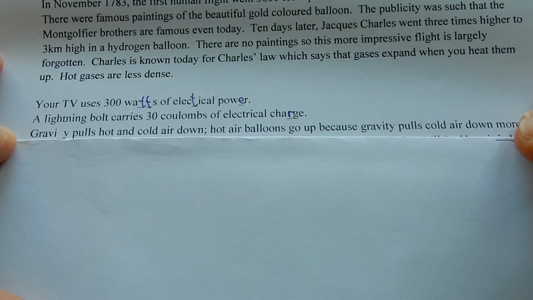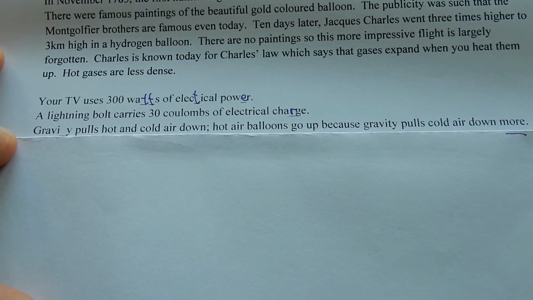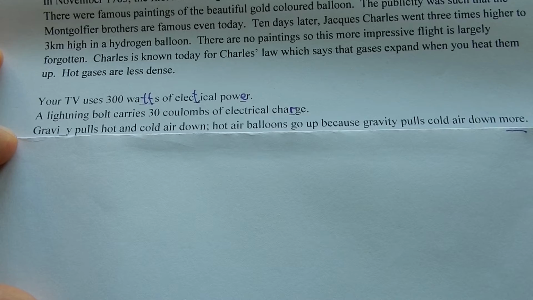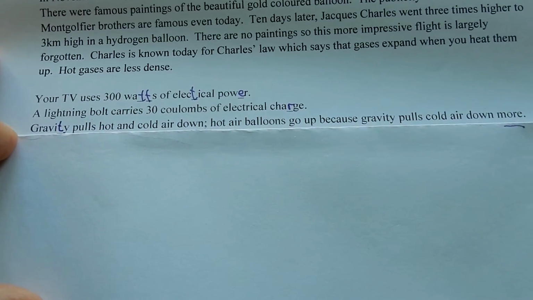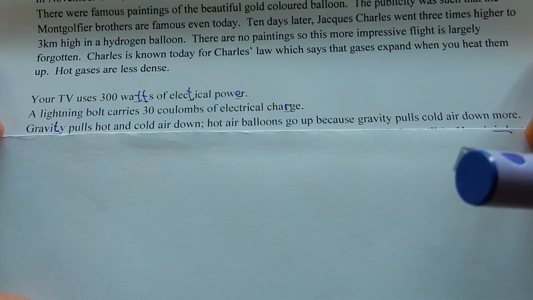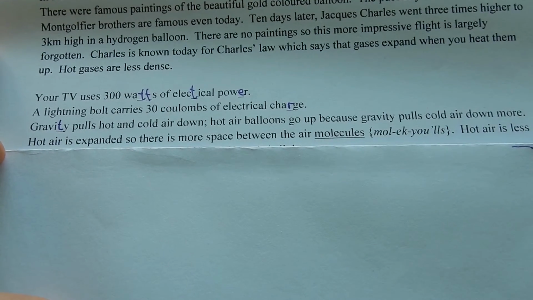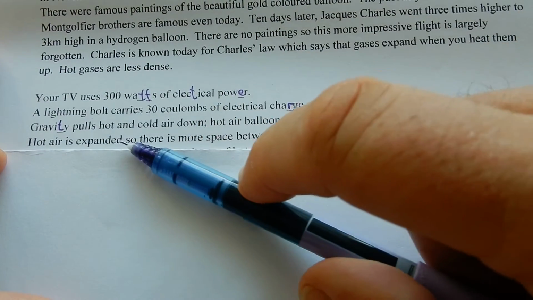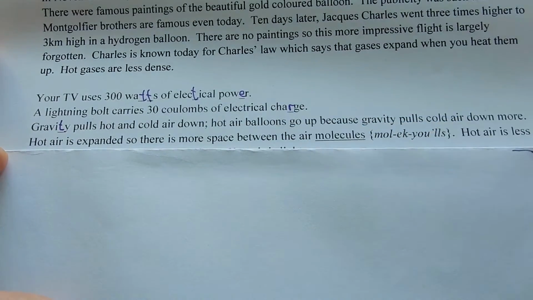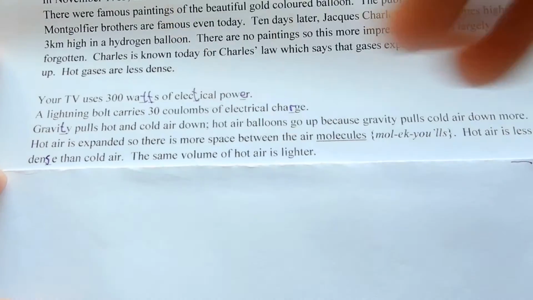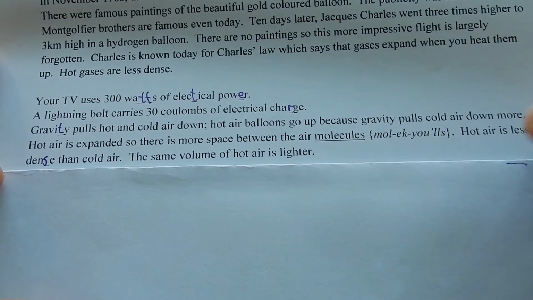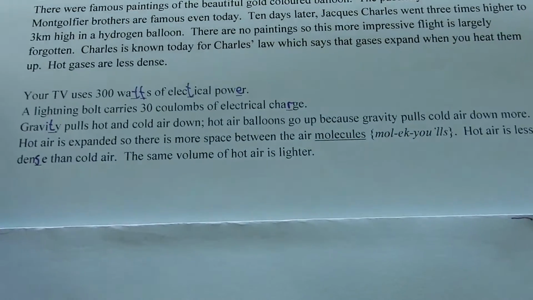Gravity pulls hot and cold air down. Hot air balloons go up because gravity pulls cold air down more. It's denser, it's more squashed up. When you heat up gases, they move around faster and they move apart. So that's why they're less dense and go up. Hot air is expanded, so there is more space between the air molecules. Hot air is less dense than cold air. The same volume of hot air is lighter.